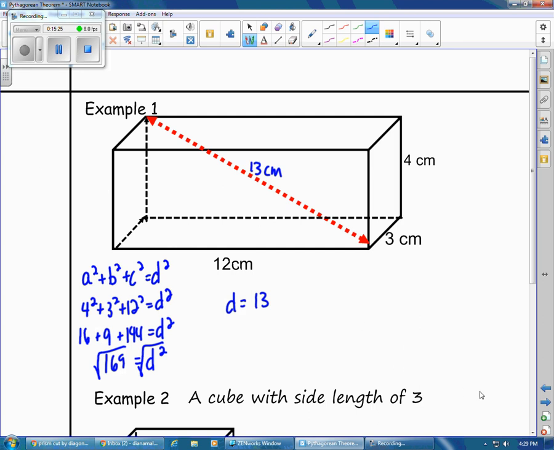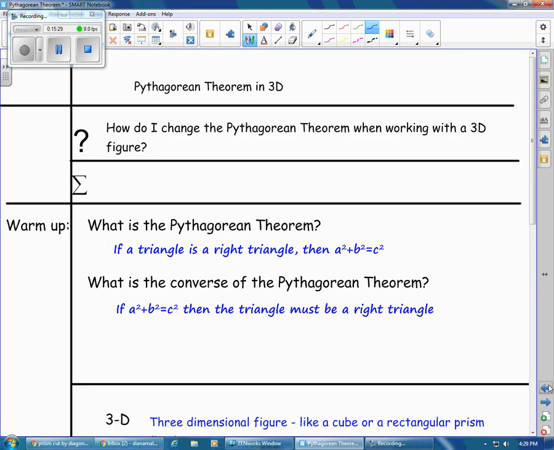I actually covered two different things today, but you should be able to summarize how do I change the Pythagorean theorem when working with a 3D figure, three-dimensional figure, and you should be able to summarize that right here.